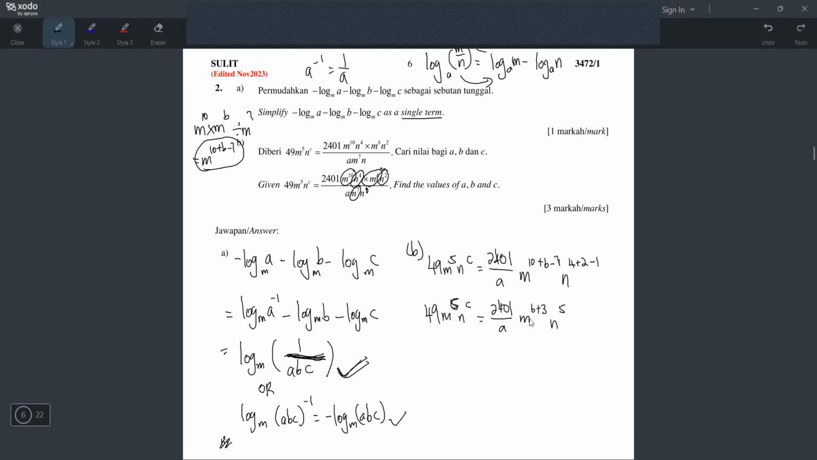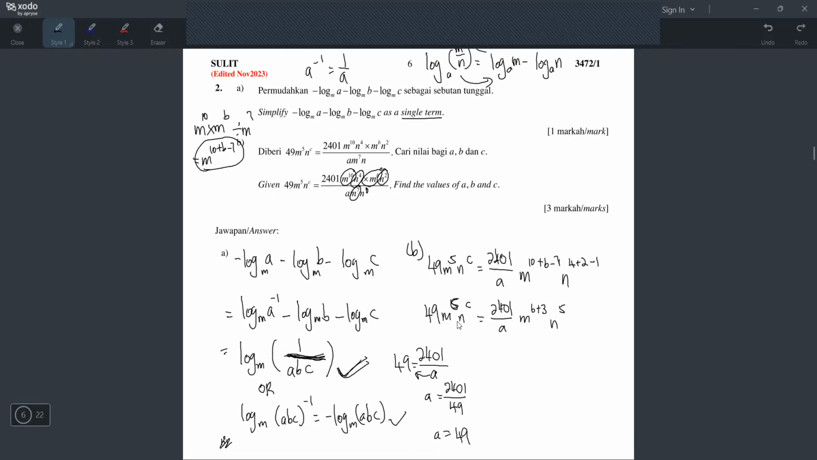Now we can compare. How do we compare? We compare the number in front with the number in front. So we know 2401 over A, the whole thing is 49, right? And how do we find A? We can move the A up here, and then it will become 49 A equals 2401, and then the 49 move it here. So it becomes 2401 over 49, right? So to find A, I can just press my calculator. Okay, my calculator gives me 49. So the A answer is 49.